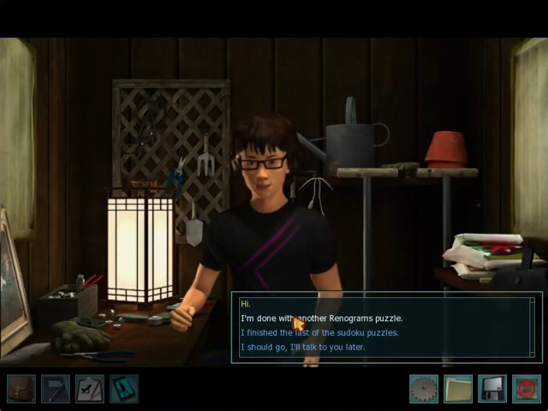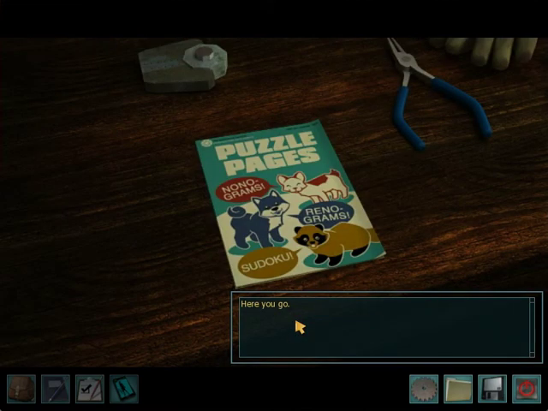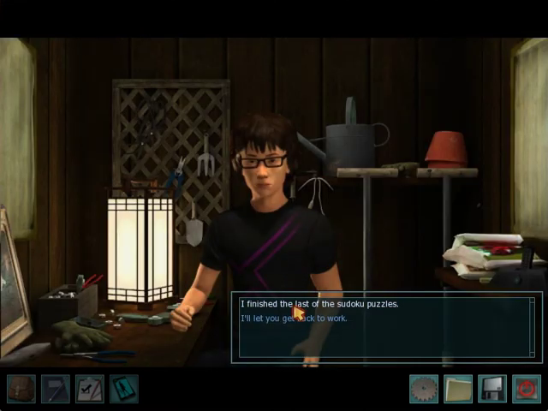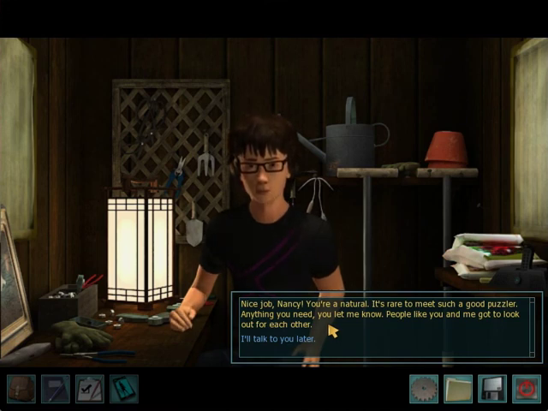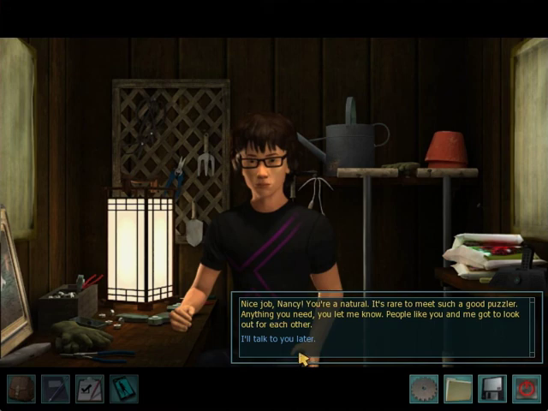Hi. I'm done with another Renograms puzzle. Here you go. Another one, okay. I finished the last of the Sudoku puzzles. Nice job, Nancy. You're a natural. It's rare to meet such a good puzzler. Anything you need, you let me know. People like you and me got to look out for each other. Well, I'm always interested in fellow puzzle solvers. I'll talk to you later.